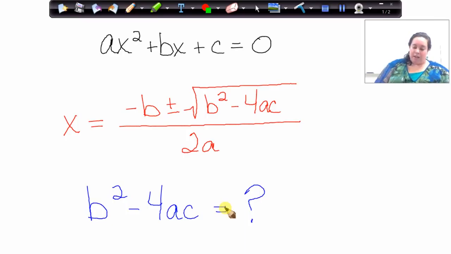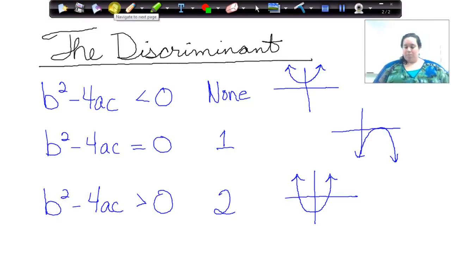Okay, so this part that's under the radical, b squared minus 4ac, is kind of a special part. It's so special, in fact, that we gave it its own name. We call it the discriminant, and it's just that nasty part under the radical, b squared minus 4ac. If that part is negative, then our equation has no solutions. Remember, solutions are just x-intercepts.